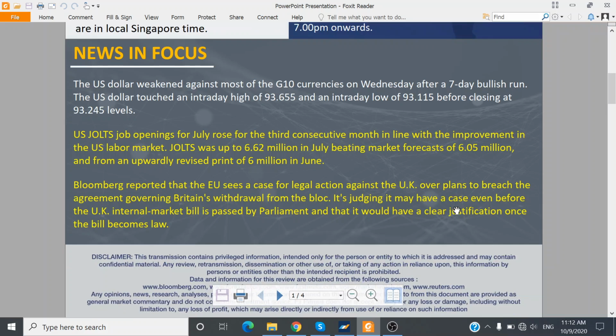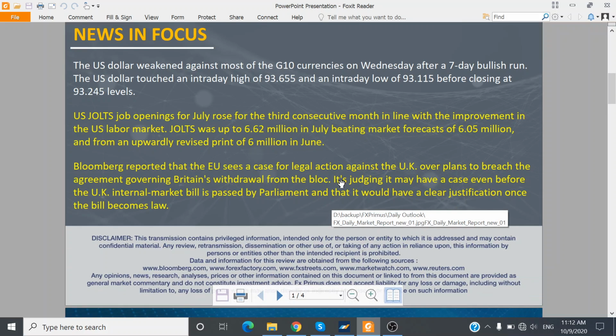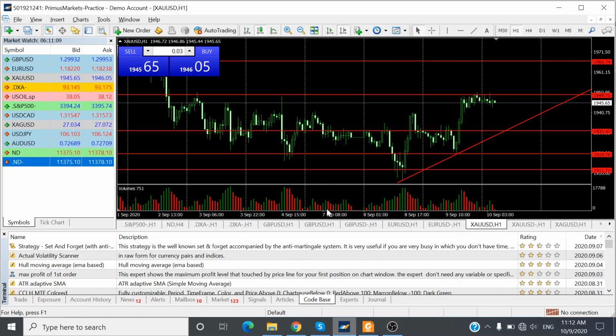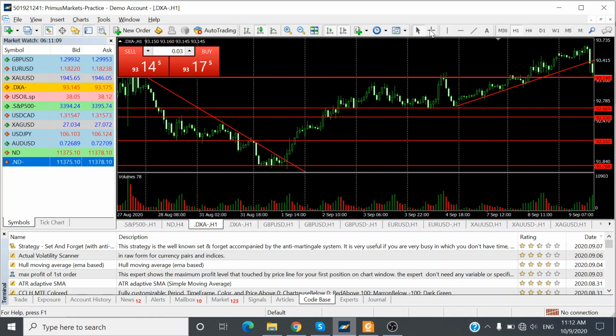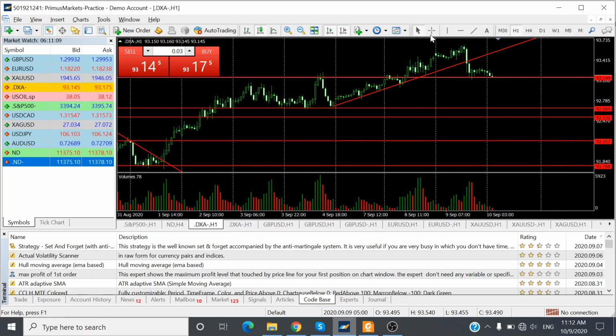So let's see what else we have here. Over the last 24 hours, the US dollar weakened against most of the major currencies after being on a bullish 7 days run. The US dollar has been going up from over here, 1st of September, 1 day, 2 days, 3, 4, 5, 6, 7 days, or technically 6.5 days, and towards yesterday at about 7 p.m. local Singapore and Malaysia time, the US dollar starts to weaken and goes down to support levels of 93.12.